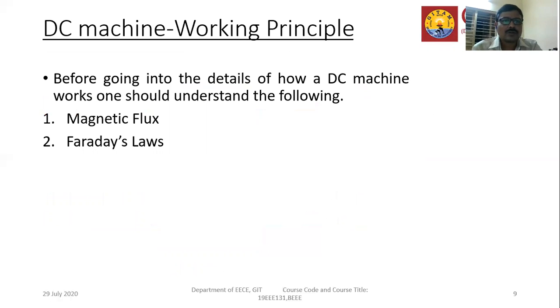Now we'll go to the working principle. Before understanding how a DC machine, particularly a DC generator, works, one must understand what magnetic flux is and what Faraday's laws are. Faraday's laws are the laws behind the working principle of a DC machine.